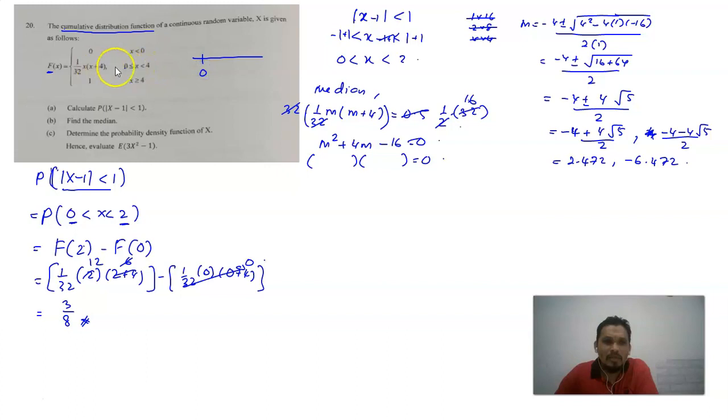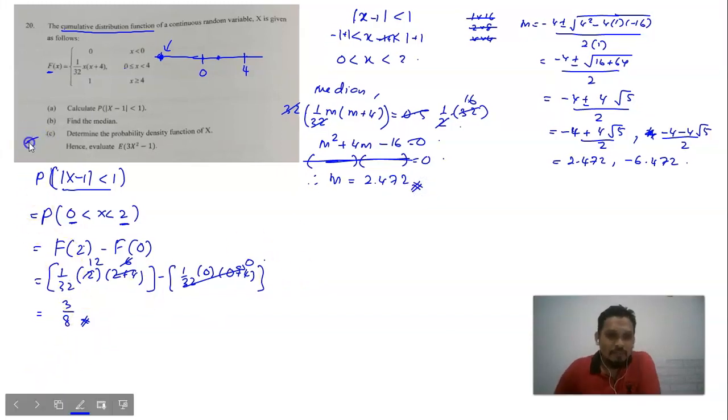Since the domain of this function is only between 0 until 4, we only take the value of m that lies between 0 until 4. What about negative 6.472? It lies somewhere around here, right? And what about this value? It does not lie in the domain of 0 until 4. And 2.472, yes, it lies somewhere around here. So then, the value of m equal to 2.472.